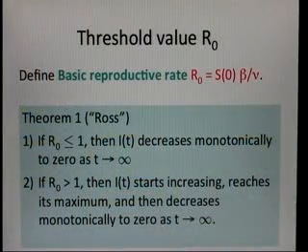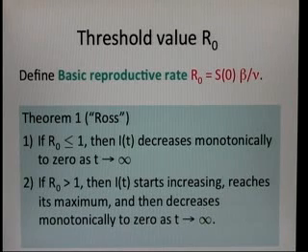Okay, so here's our first theorem. We define the most important quantity in epidemiology, which is R0. It's equal to the initial number of susceptibles times beta divided by nu. In a few minutes we'll discuss biologically what this means, although it's not very hard to figure out. But this is R0.